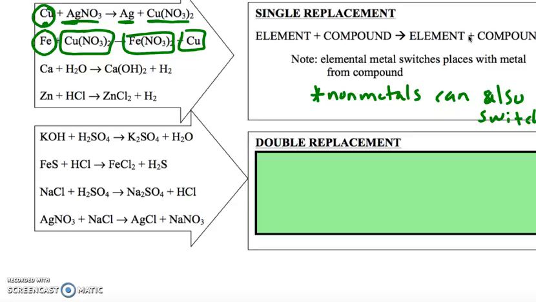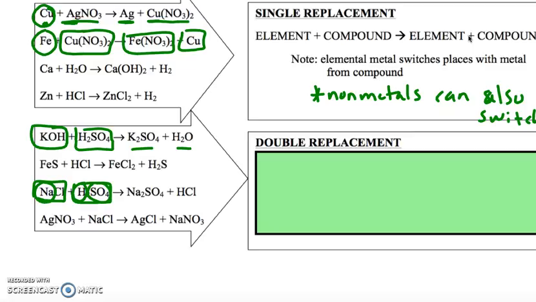The last type of chemical reactions that we're going to take a look at is double replacement. Double replacement is similar to single replacement, with the difference being that you're not going to have an element all by itself. You're going to start with 2 compounds and end up with 2 compounds. This one might be a little more obvious. Down here, NaCl, H2SO4. The sodium, which was originally with the chlorine, and the hydrogen, originally with the sulfate, have traded places.